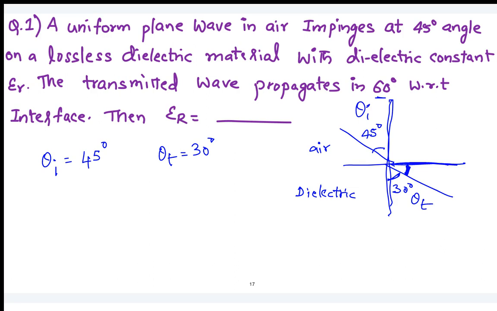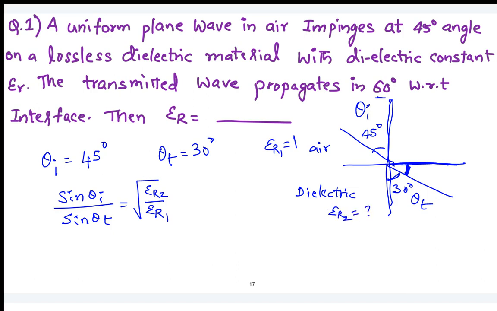What is the formula? Sin theta I divided by sin theta t is equal to root over epsilon r2 by epsilon r1. All the values are given. Can you tell me the value of epsilon r then? The first medium epsilon r1 will be 1 because it is free space. So find epsilon r2. Simplify it and share the answer once you are done.